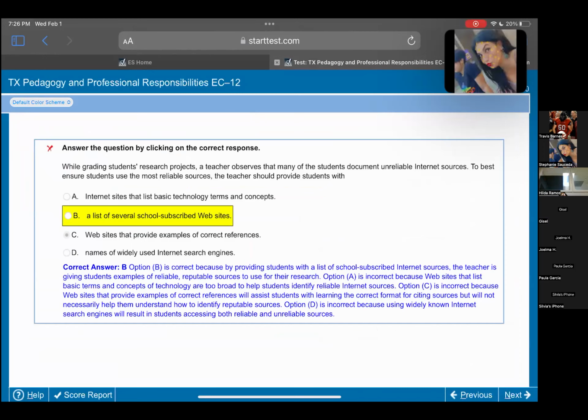Okay, so while grading student research projects, a teacher observes that many of the students document unreliable internet sources. To best ensure students use the most reliable sources, the teacher should provide students with internet sites that list basic terminology, terms, and concepts, a list of several school subscribed websites, websites that provide examples of correct references, or names of widely used internet search engines.